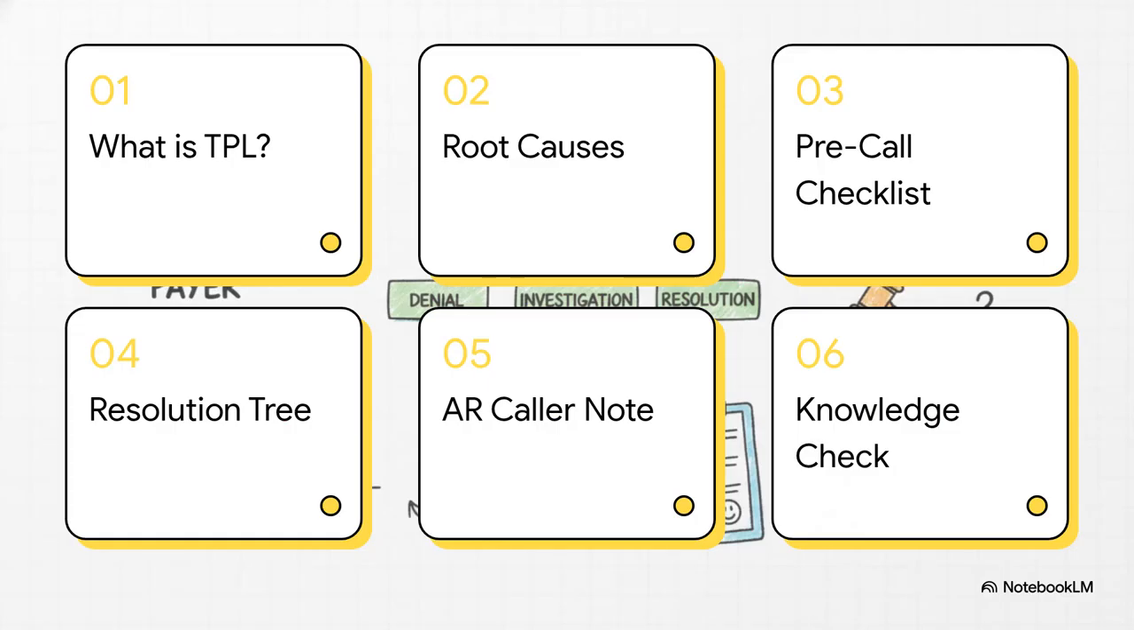Here's our syllabus for today's training module. We'll quickly cover what third-party liability actually is, the root causes of these denials, our pre-call verification checklist, the resolution decision tree, a standard AR caller note, and finally, a quick knowledge check. Let's get right into it.